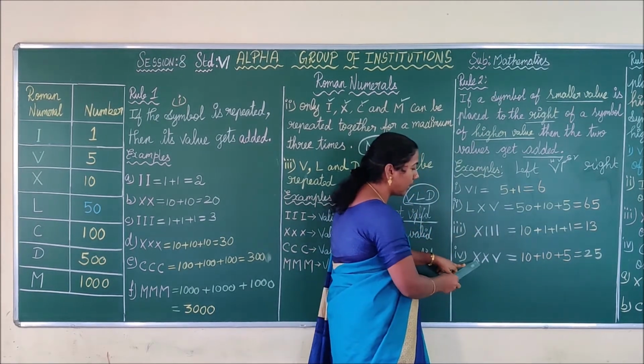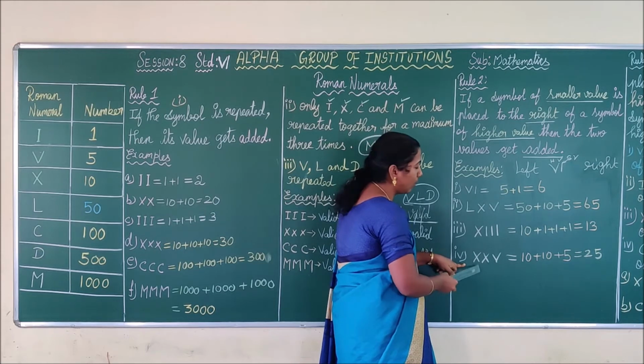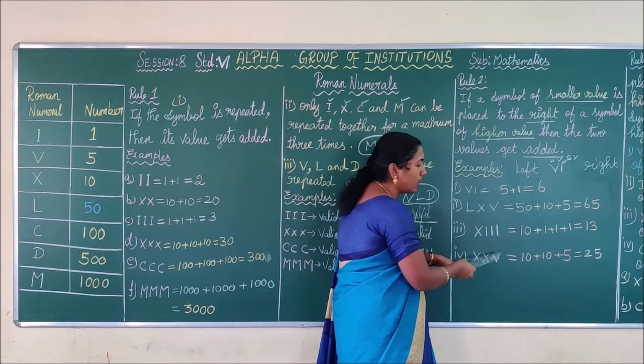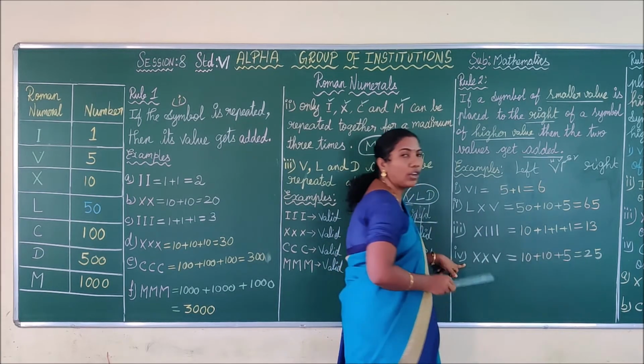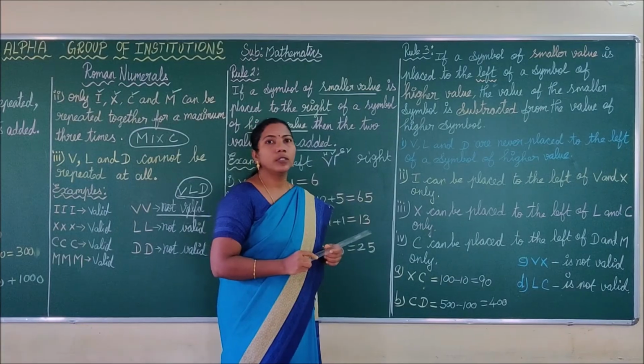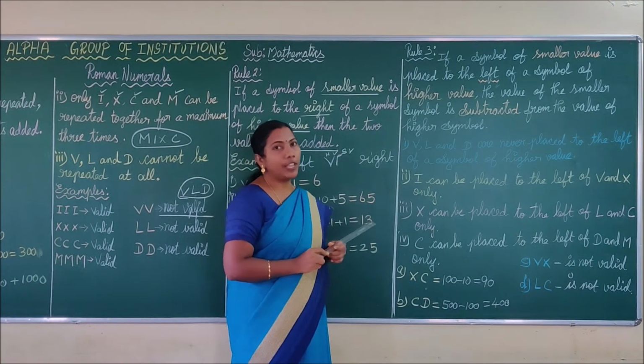See the last example, XVX. What is the value of X? 10 plus 10 plus 5 equals 25. Is it clear, children? Next we are going to see rule 3.